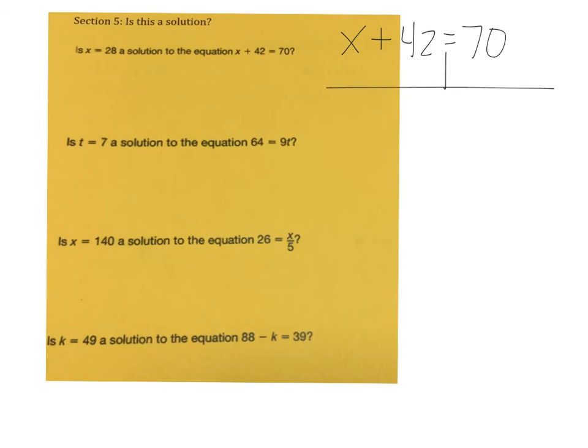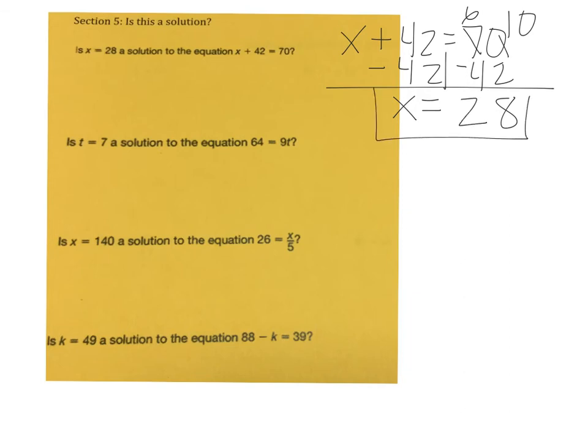So first draw my balance, and I'm going to isolate by subtracting 42 on both sides. So x is equal to, so I'm going to need to borrow. 7 becomes a 6, 0 becomes a 10. 10 take away 2 is 8. 6 take away 4 is 2. So x equals 28. So that is, yes, going to be a solution because x is 28, and when I solved, x is 28.